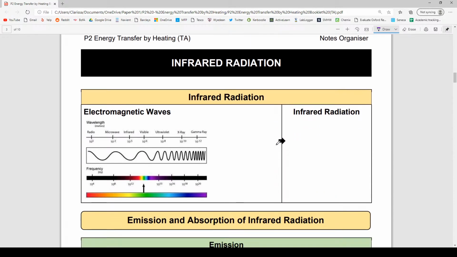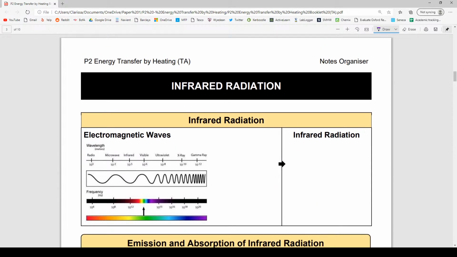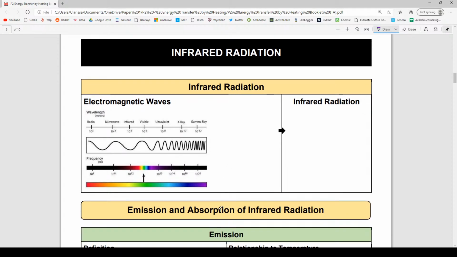Okay. Now, at GCSE level, for some reason, we don't really need to talk about convection very much. So, when it comes to conduction, we're looking at solids. Convection, we're talking about gases and liquids. But like I said, we don't need to really go into detail about that. We're going to move on to radiation now.